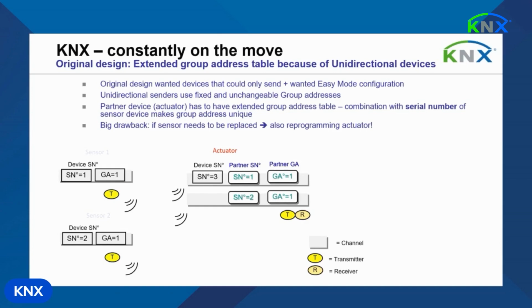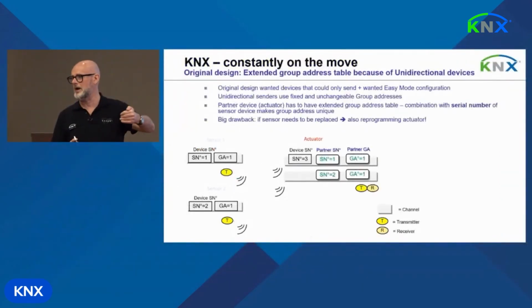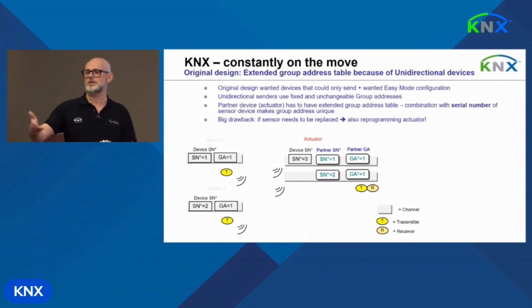One needed a mechanism to be able to distinguish on the receiver side one group address from another, because the group address was fixed. So another element needed to be added to distinguish that this group address was being sent by device A and not device B. So what they did, they used the serial number of the sending device to be able to distinguish one group address from another.